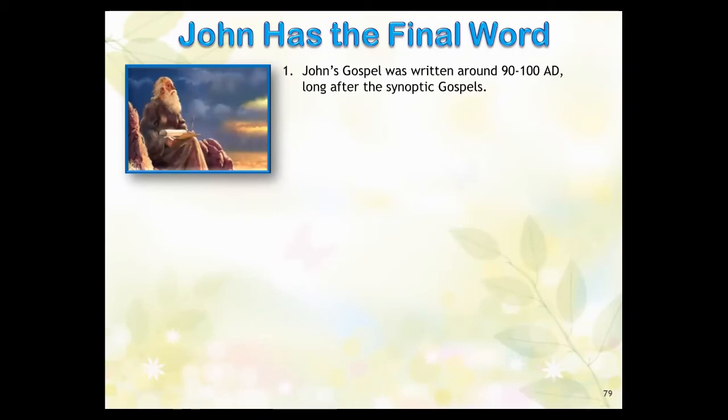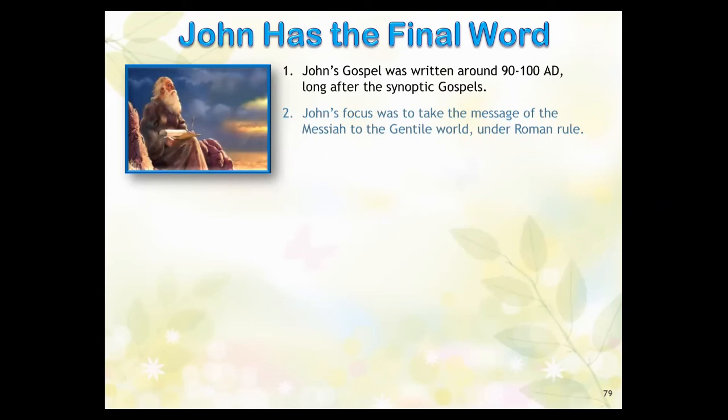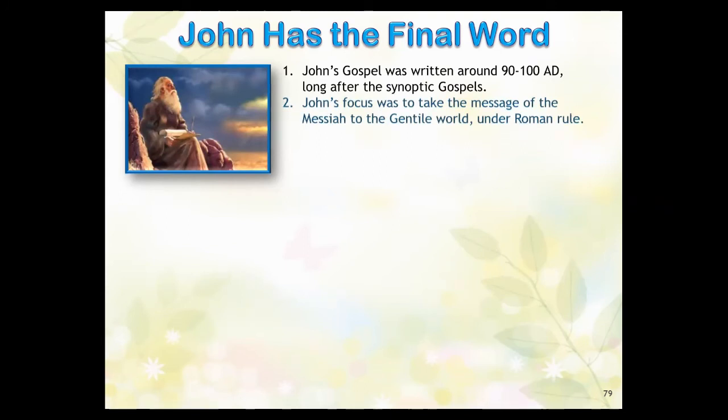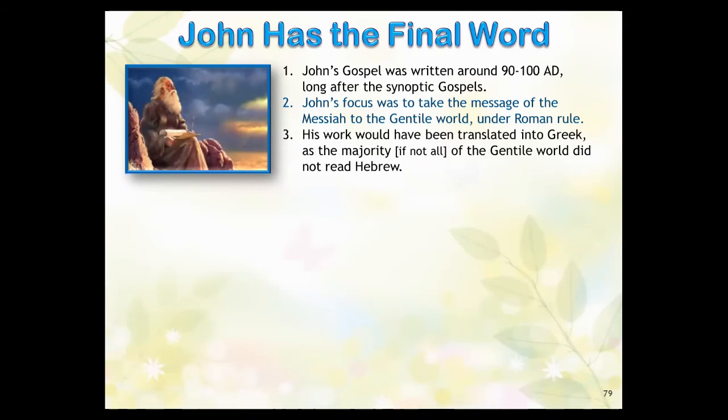Let's see what we have to pick up on our review if some have missed it from the last study. John's gospel was written around 90 to 100 AD. It was written long after the Synoptic Gospels. In fact, the way I understand it, it was the last book written in the New Testament. And John's focus was to take the message of the Messiah to the Gentile world, and they were all living under Roman rule. His work would have been translated into Greek, as the majority, if not all of the Gentile world, did not read Hebrew.